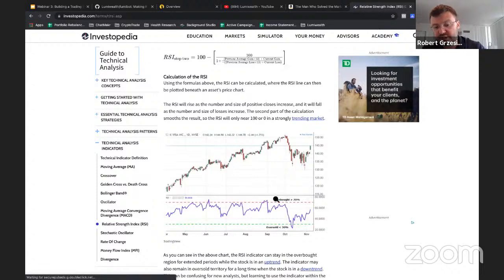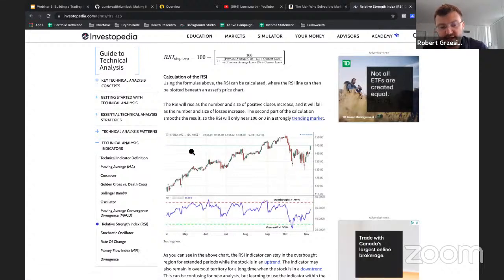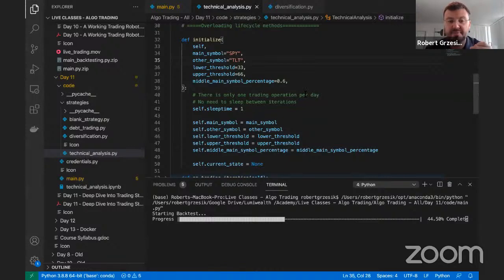This is what a graph looks like. This is Visa, in this case. It is overbought if it's over a certain threshold, and oversold if it's under a certain threshold. So it tells you when you should be buying or selling. It's a timing indicator.